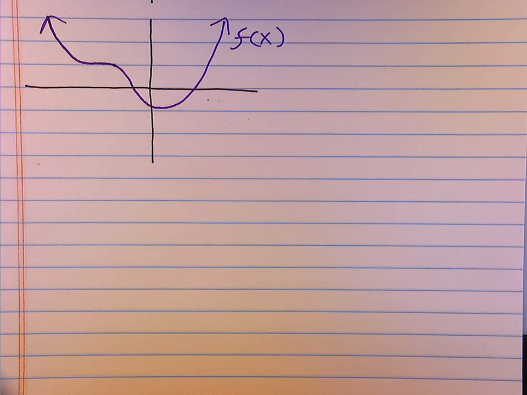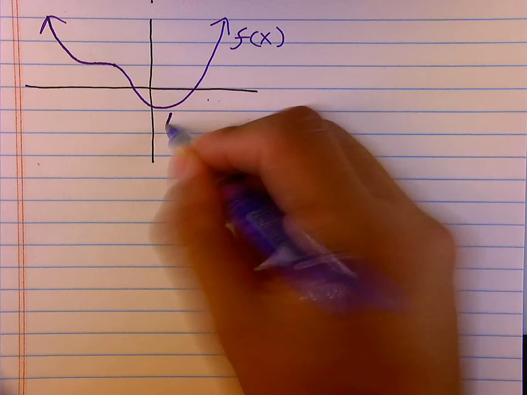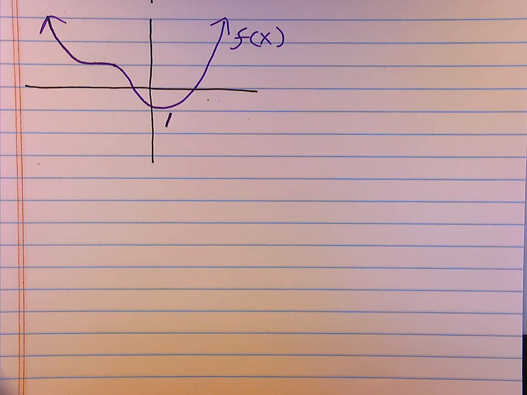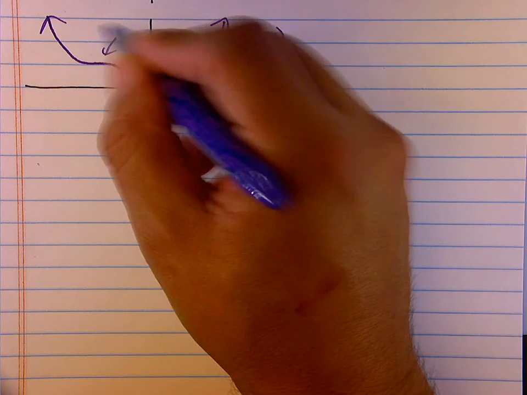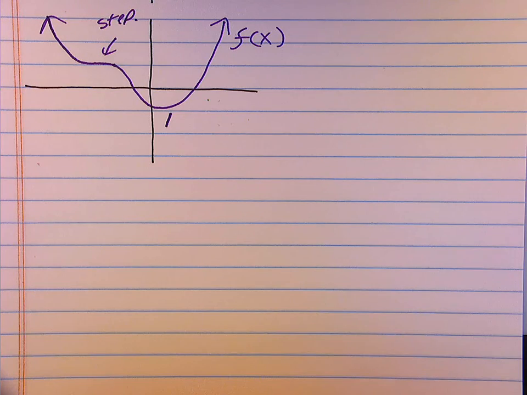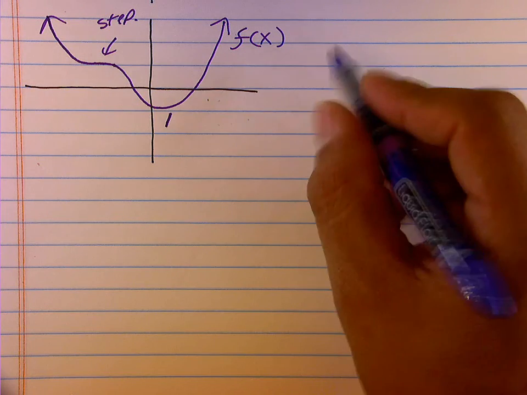Okay, I'm giving you a polynomial function. Now, technically speaking, the graph of this polynomial has only 1 turn. However, it also has a step. A step is always equivalent to 2 turns. Based on this information, I could determine that this polynomial must be at least a 4th degree polynomial.